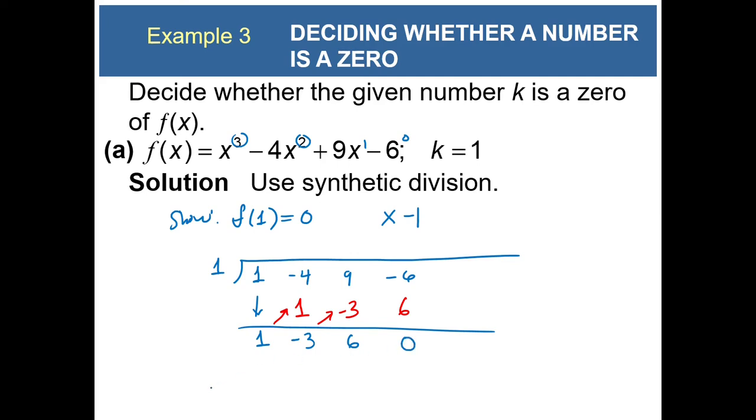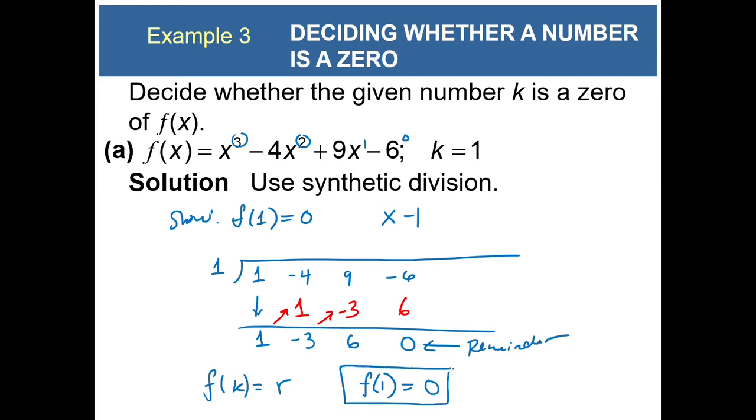So according to the remainder theorem, f of k will give us our remainder r. And in this case, we're using a 1. So f of 1 gives us a remainder here of 0. So f of 1 is 0. And therefore, k is a 0 of f of x.